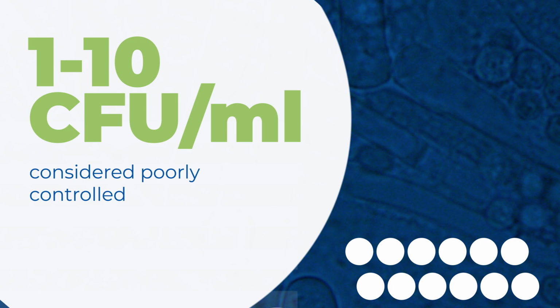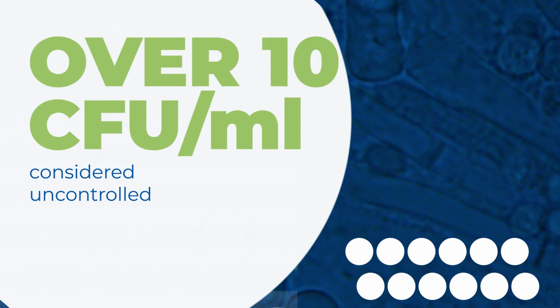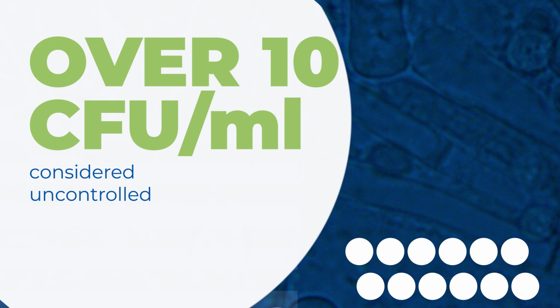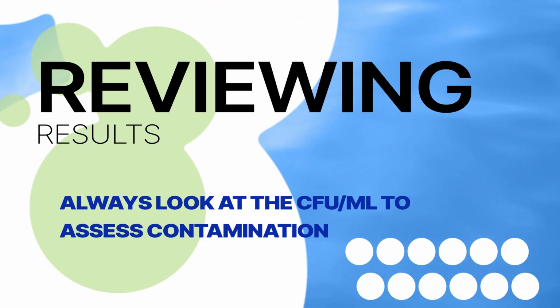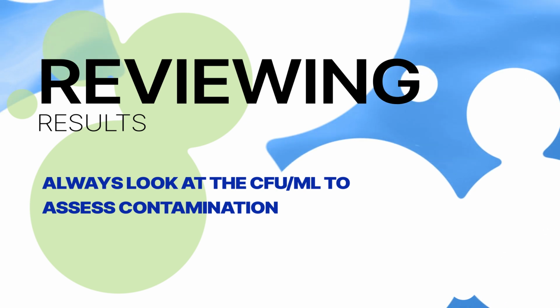1 to 10 CFU per milliliter is considered poorly controlled, and over 10 CFU per milliliter is considered uncontrolled by the CDC. When reviewing test results, always look at the CFU per milliliter to assess contamination and follow any local or federal guidelines to take the right steps for keeping your water safe.